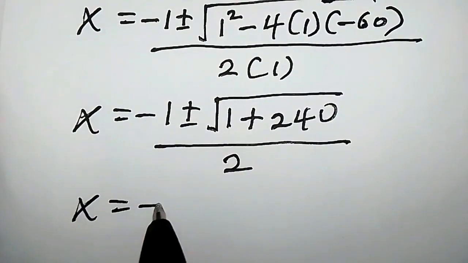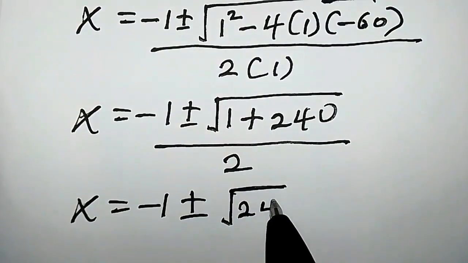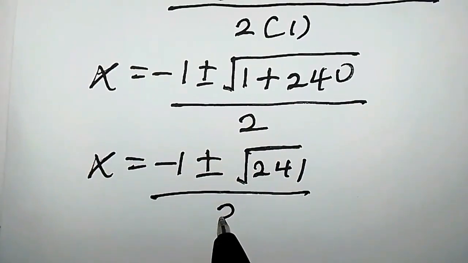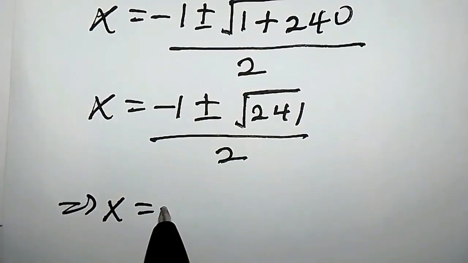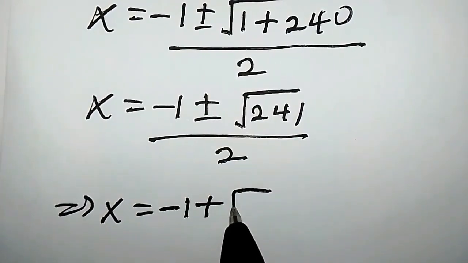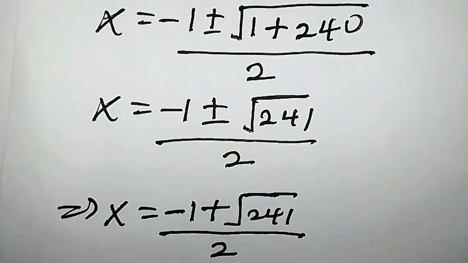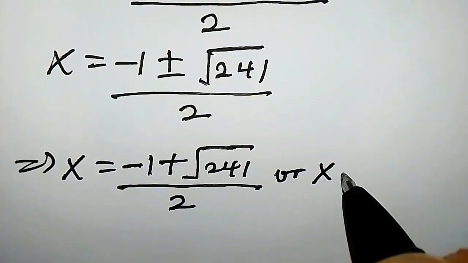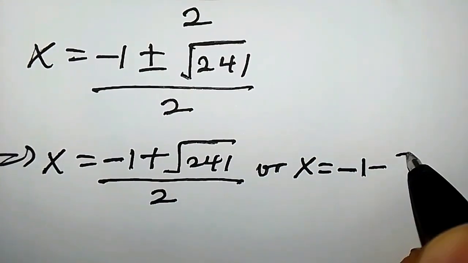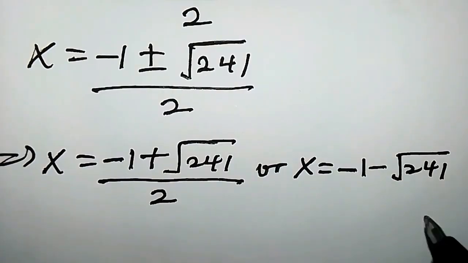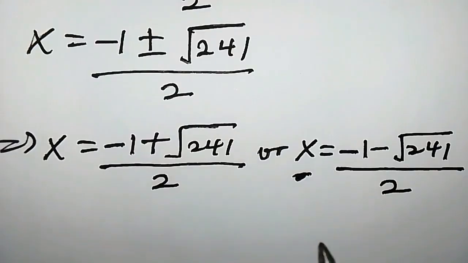x is equal to minus 1 plus or minus square root of 1 plus 240, that is 241, divided by 2. This implies that x is equal to minus 1 plus root 241 divided by 2, or x is equal to minus 1 minus square root of 241 divided by 2. Thus, we also have two values for x.